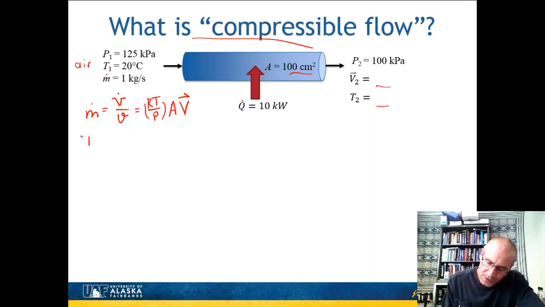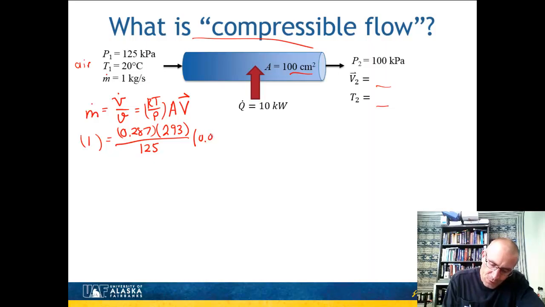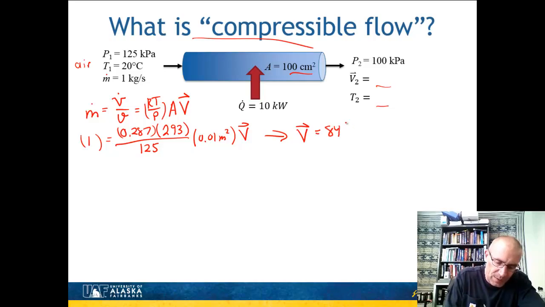Let me just put some numbers in there. There's my 1 kilogram per second for the mass flow rate. R is 0.287. The temperature we have is 20 degrees C. We need to put that in absolute because we're using the ideal gas law, so 293, over the pressure, which is 125 kPa. And then we've got the cross-sectional area, which would be 0.01 meters squared, if I convert my 100 square centimeters. And there's my velocity. Go ahead and solve that for the inlet velocity, and the inlet velocity is going to be 84 meters per second.